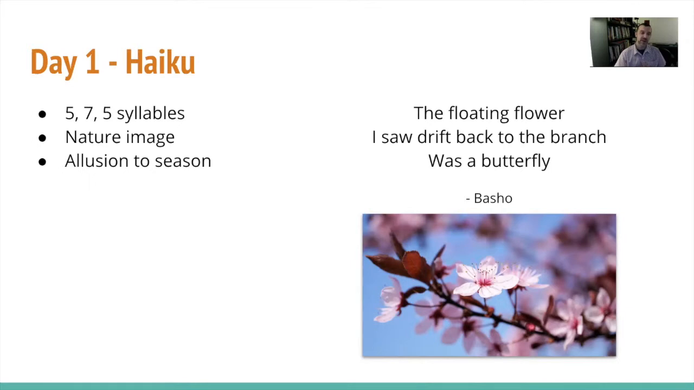The other things that a haiku must have is a nature image. So in this poem by Basho, that would be the butterfly or the floating flower. And the haiku must also allude to some season. So it doesn't name the season, but it allows the reader to imagine the season based on the language of the poem. So Basho's poem may be a summer haiku or perhaps a fall haiku.